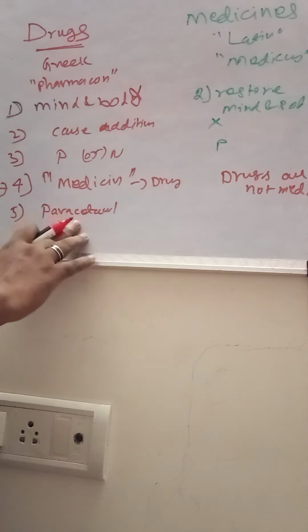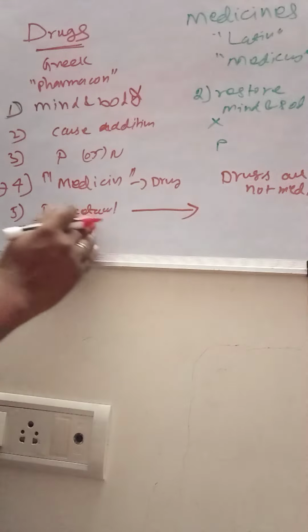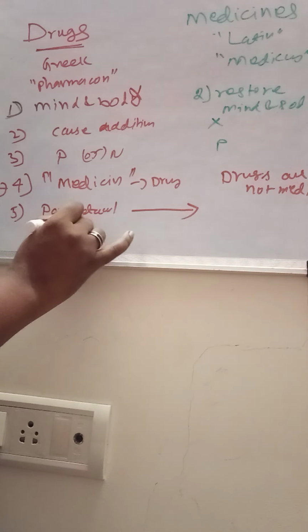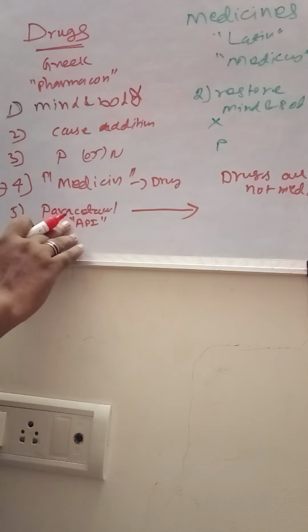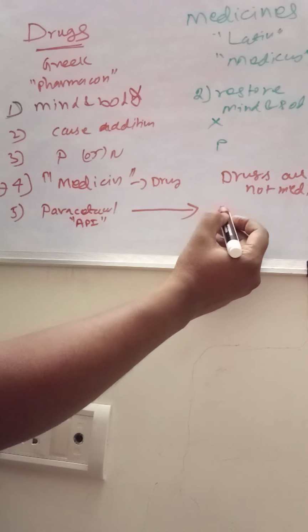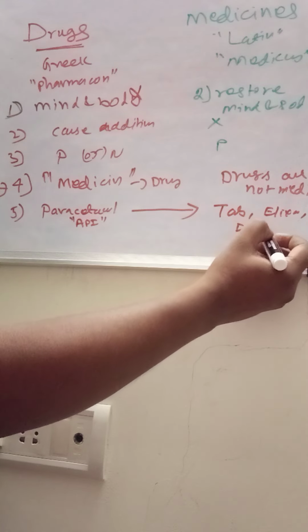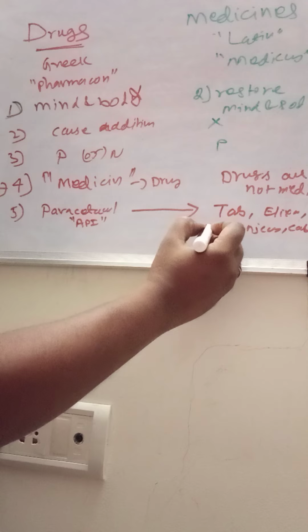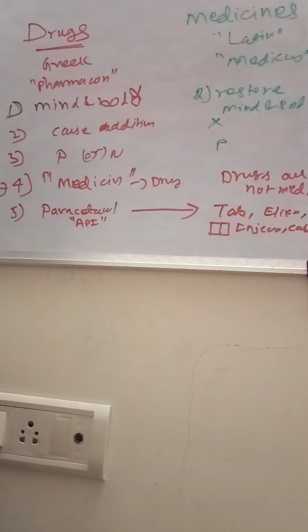But it becomes a medicine when you customize this particular API, which is called acetaminophen, into a specific form, whether a tablet, elixir, injection or caplet, with a particular strength and formulation, in order to give a therapeutic effect on the particular ailments we are targeting.